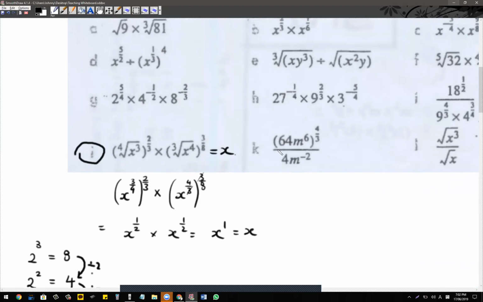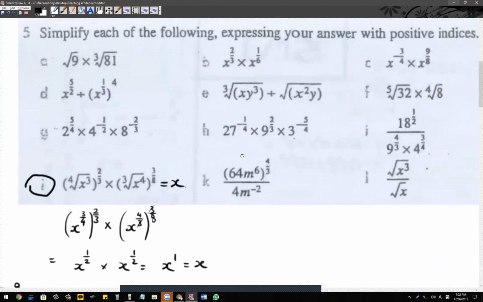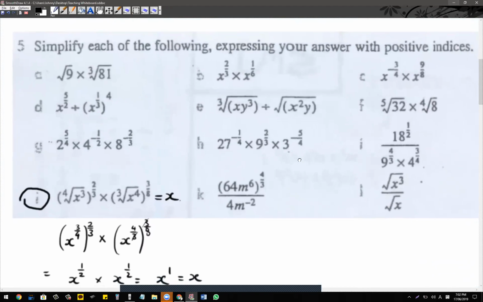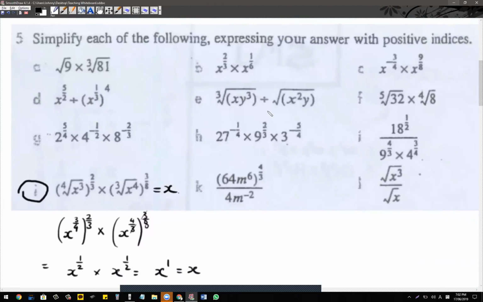Okay. Can you guys tell me which question you'd like to try here? Valerie? Which one looks interesting? H. H? Did you say H? Yep.